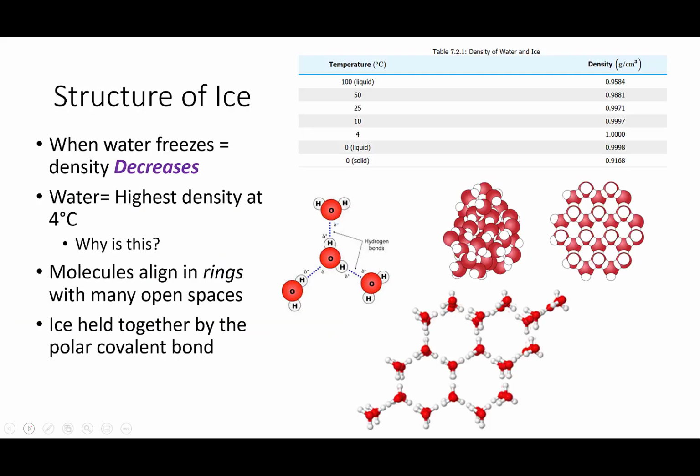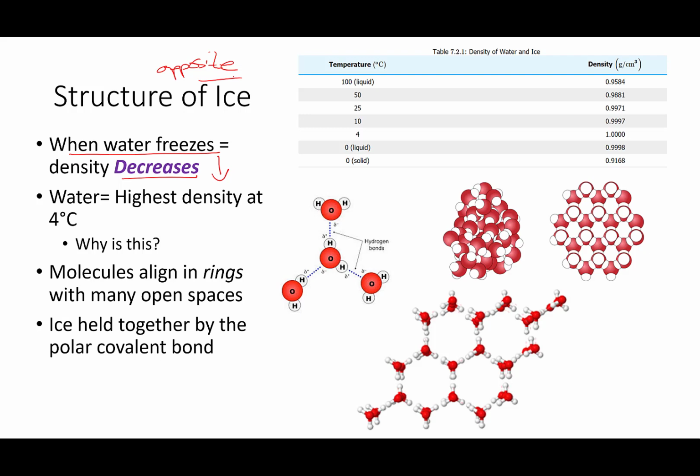But water is wacky, and water is wacky because when water freezes, its density actually goes down. It gets more fluffy, if you want to use that term, than when it is in a liquid. And this is opposite most substances. So let's take a look at this.